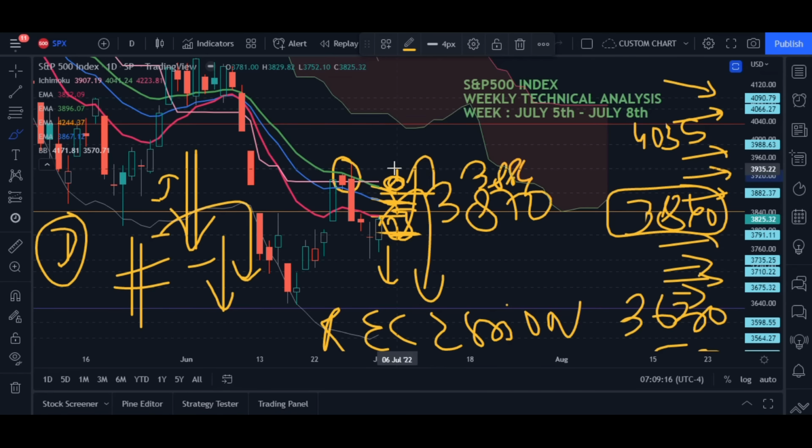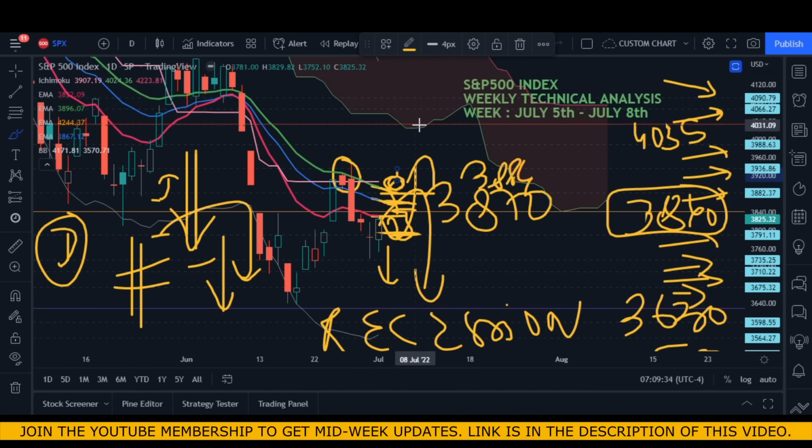And whenever that movement happens, it will be restricted by 3935. Then we have 3990. Then we have 4035 and other resistance levels. But as of now, I'm not expecting the market to move beyond 4035.